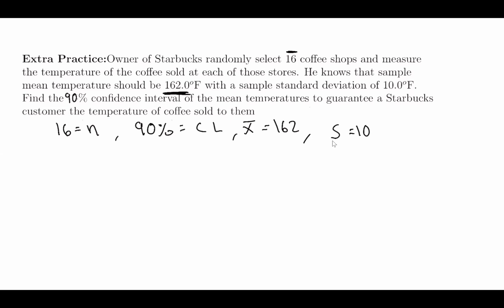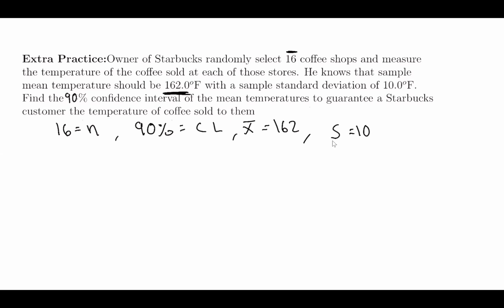Perfect. All right. So we have n is equal to 16. We have confidence level equal to 90%. We have x bar is equal to 162. And we have s, which is equal to 10. So we have all the information we need in order to do this problem now.